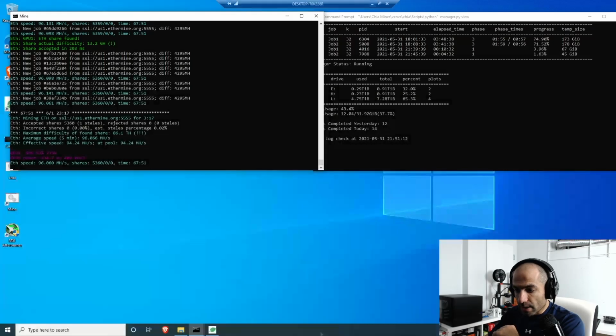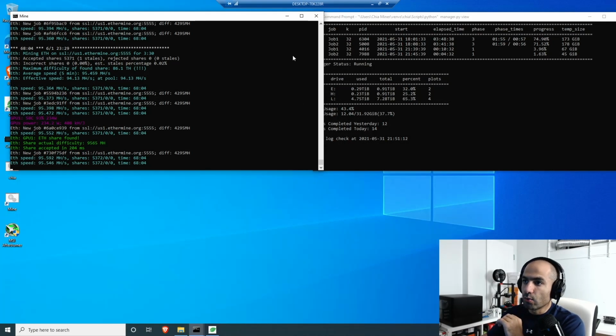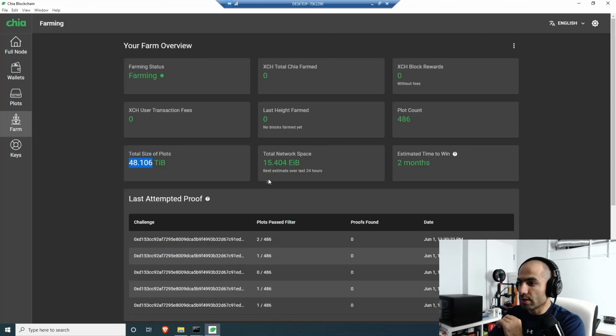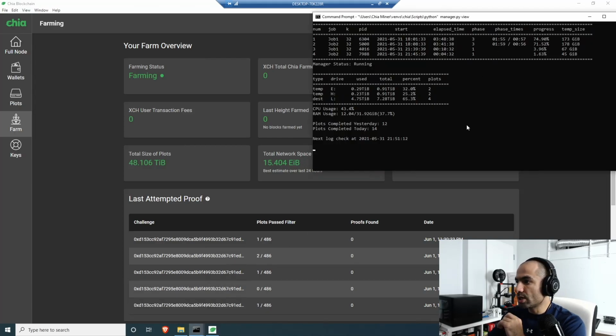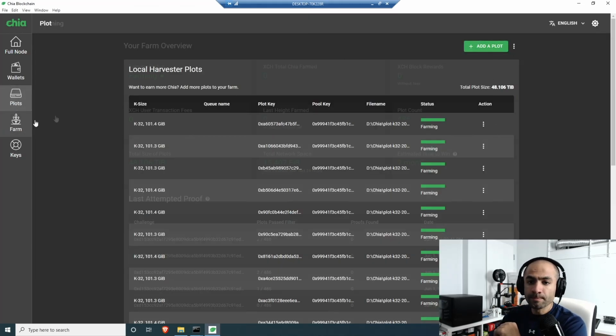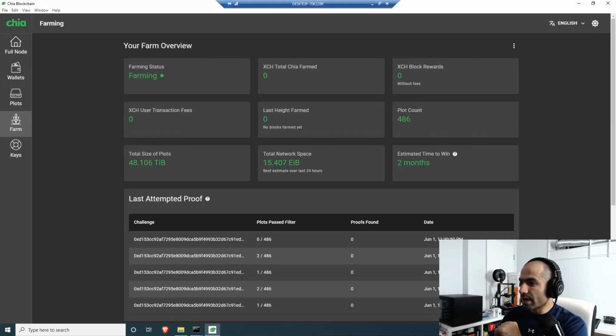My first plotter, which is the one that we went through together in that video, is this one right here. I've got my Swar Chia manager running always in the background, and this is what lets you automate plotting in the background so that you don't have to do it manually through the GUI. On this machine specifically, we're at 486 plots, roughly 48 terabytes, and my estimated time to win is 2 months.